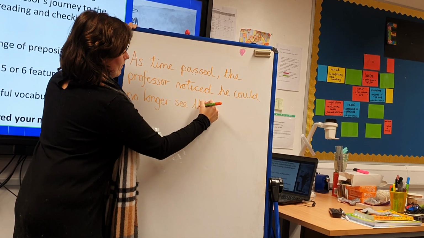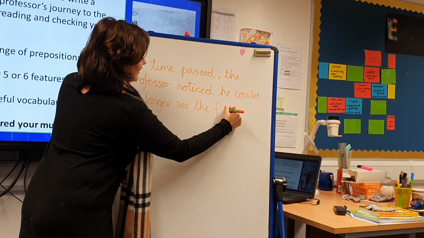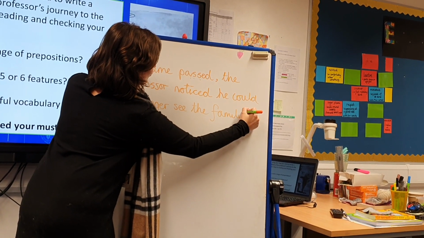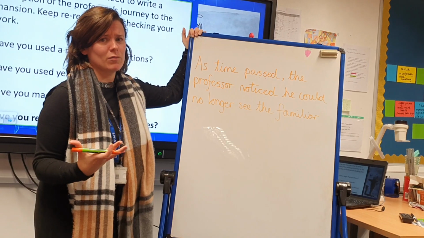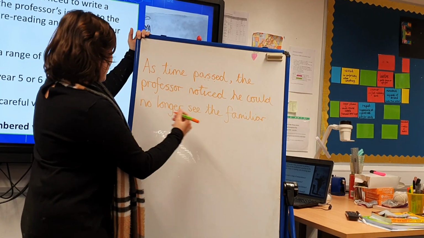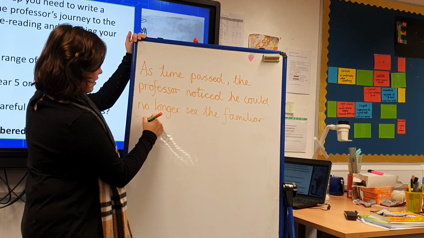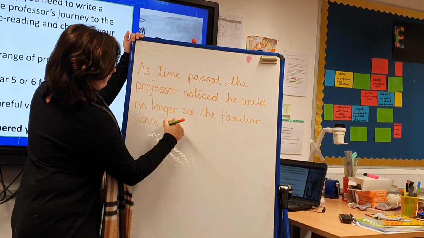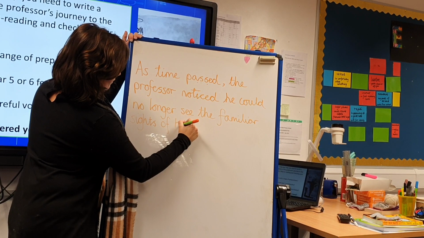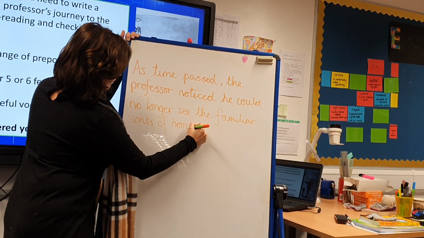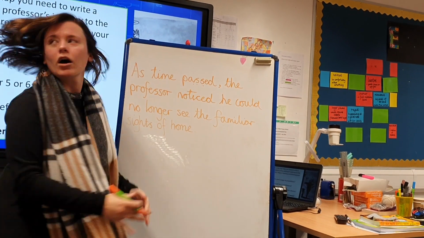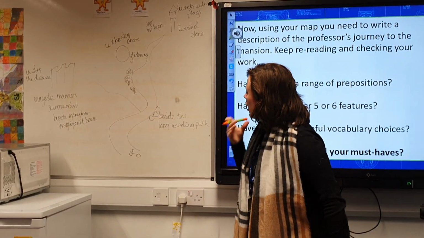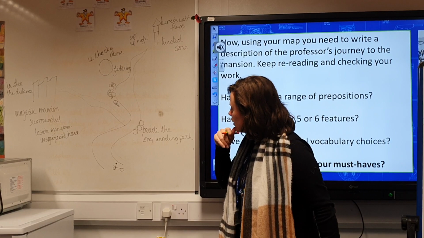The familiar sights of home. Oh, poor professor. I'm feeling very sorry for him already. Remember, we want to give this story making us feel sorry for the professor. We want that empathy. Sights of home. Okay, he's approaching. I really want to get that preposition there. I want to say where things are.